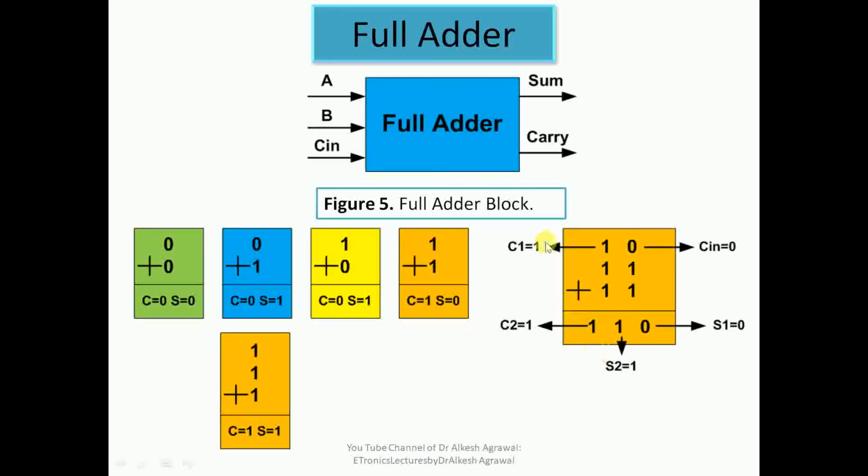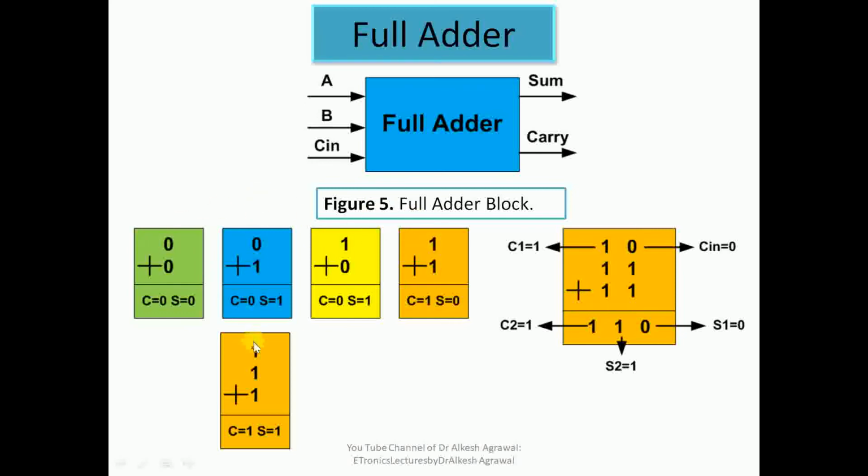Now we'll move on to a full adder. A full adder has three inputs and two outputs. The third input is the carry that is propagated from the previous stage, which I'll discuss later on. So it has three inputs, A, B and C in. C in is the carry in, which is propagated from the previous stage, and then we have two outputs, sum and carry. The basic rules for addition are the same as I described previously.